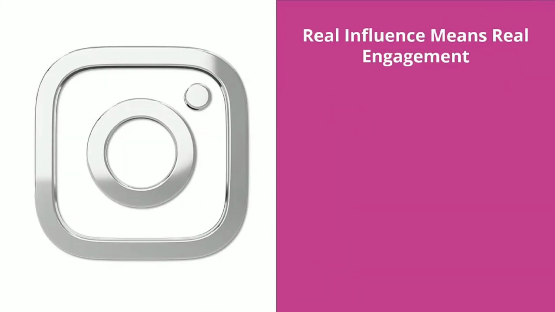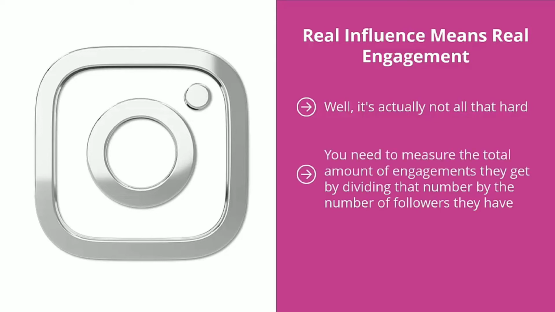So how do you make sure that you pay and interact only with real niche-specific Instagram influencers? Well, it's actually not all that hard. You only need to look at the public statistics of these accounts. You can see the amount of engagement their content gets. You can also see how many followers they have. You need to measure the total amount of engagements they get by dividing that number by the number of followers they have. Look for a ratio. This is how you would know if there is enough engagement with that account. This is a way of seeing who's fake and who's not.